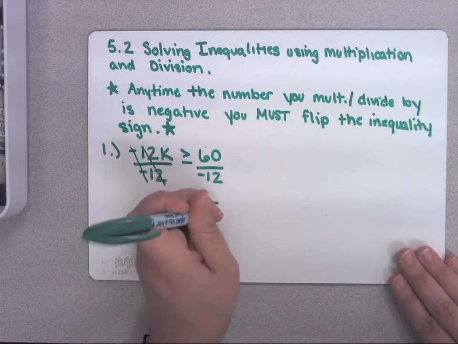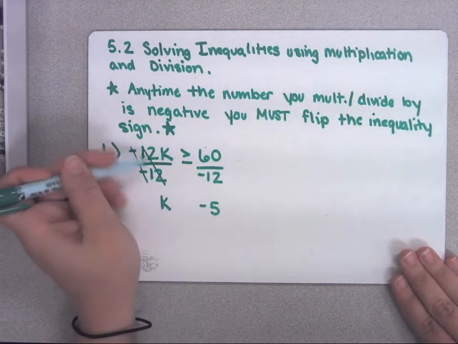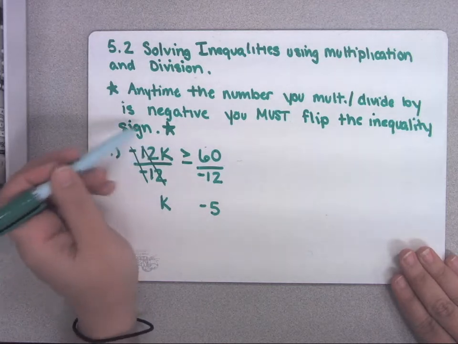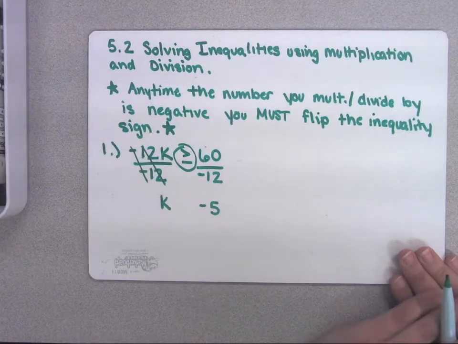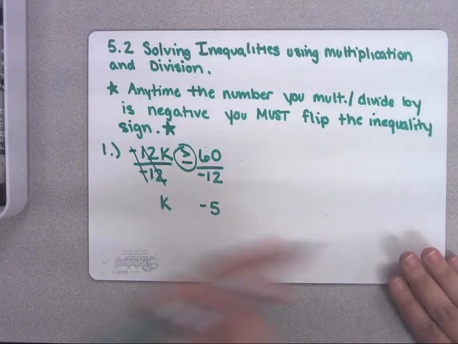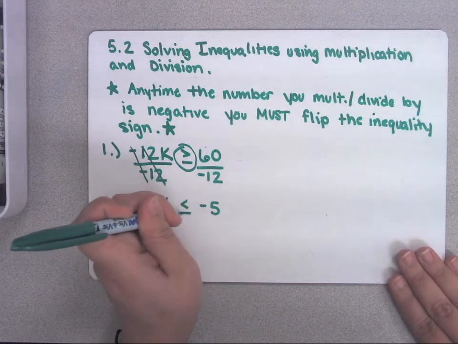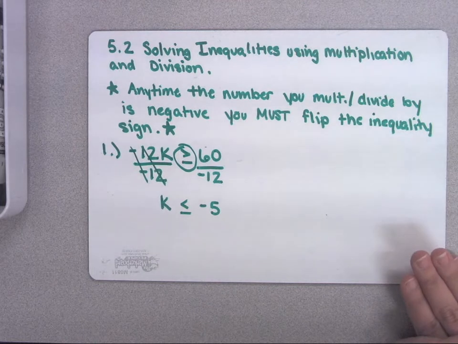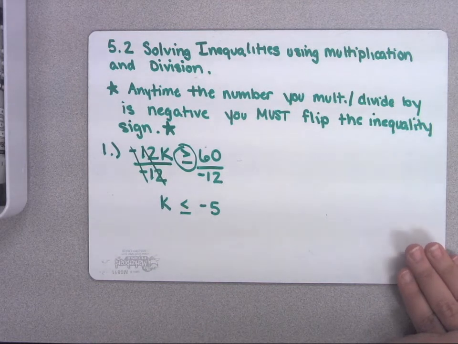Negative 5. Now, the number I moved was negative. What did that rule say I had to do? So it was pointing towards the 60. Now what is it going to do? Point towards the k. So you're just going to flip the point so it's pointing the opposite way. Does that make sense?